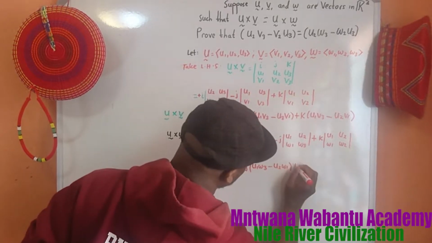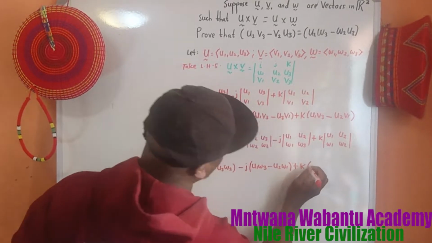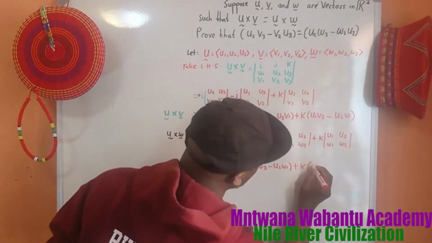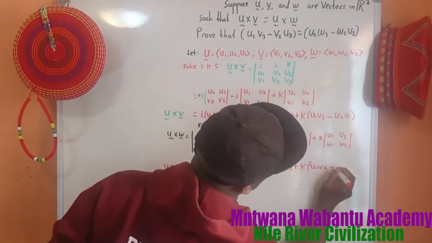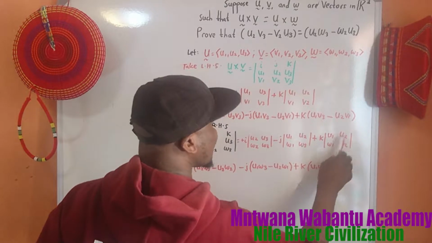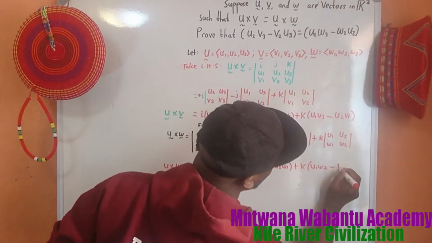So this is going to be K. Now we come U1 W2, and then we minus the last one, W1 U2, which is going to be U2 W1.